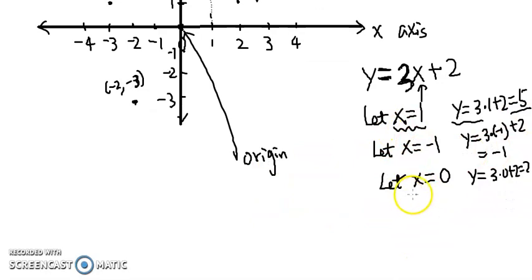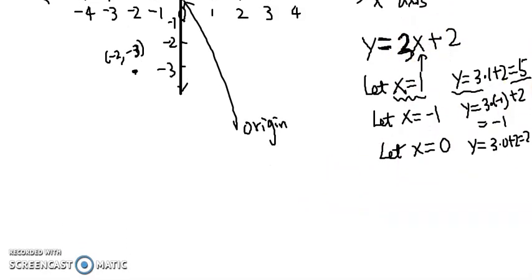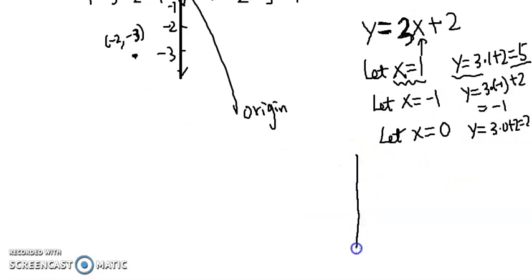You can keep doing this. You can pick 2 for x, 3 for x, or you can even pick fractions if you want, like 1/2 or 3/5, or decimals. But it's always easier to pick integers. So let me put all these values in a table.